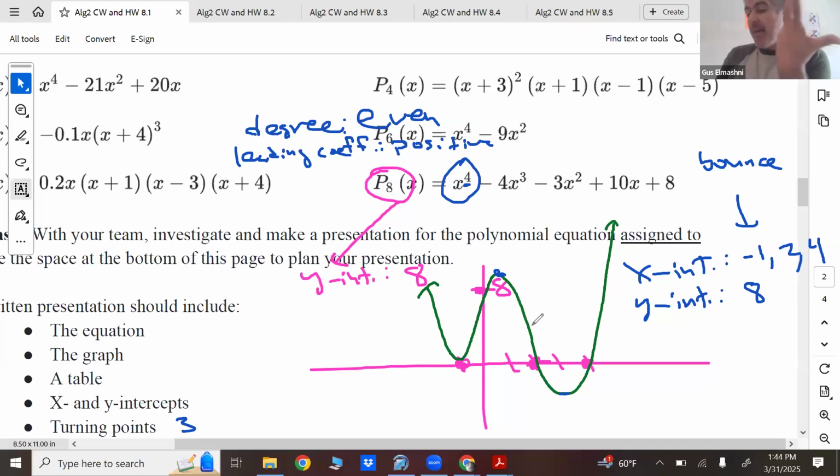Apparently this can be factored if you have integers as your x-intercepts. We're going to talk about that on the next page, how to factor this stuff. This is actually a tricky one to factor. We'll talk more about that later.